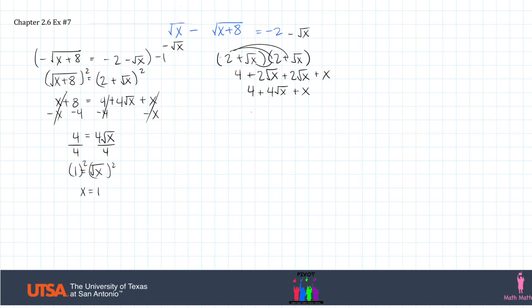And then to check this, let's check it over here, just to make sure that it works. We're going to put it back into the original equation. So the square root of 1 minus square root of 1 plus 8 equals negative 2. Then we have 1 minus the square root of 9 equals negative 2. So 1 minus 3 equals negative 2, and that works.